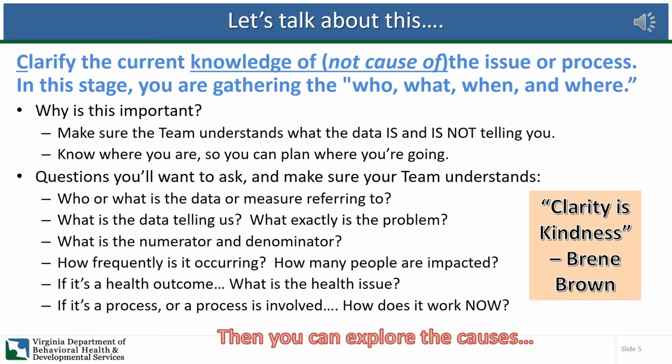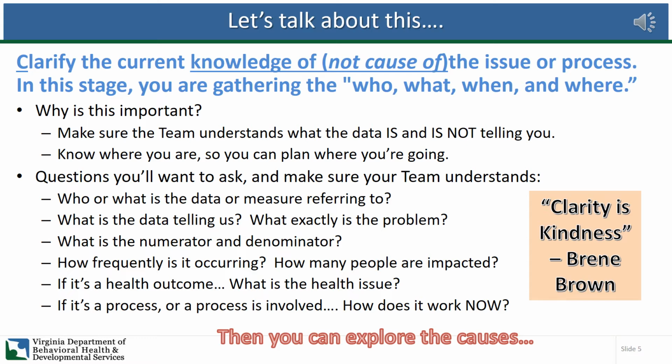Let's talk about clarifying the current knowledge of the issue or process. This is not clarifying the cause of the problem yet. This is gathering the who, what, when, and where of the problem. This is important because you need to make sure your team understands what the data is and is not telling you. You need to know where you are so you can plan where you're going.